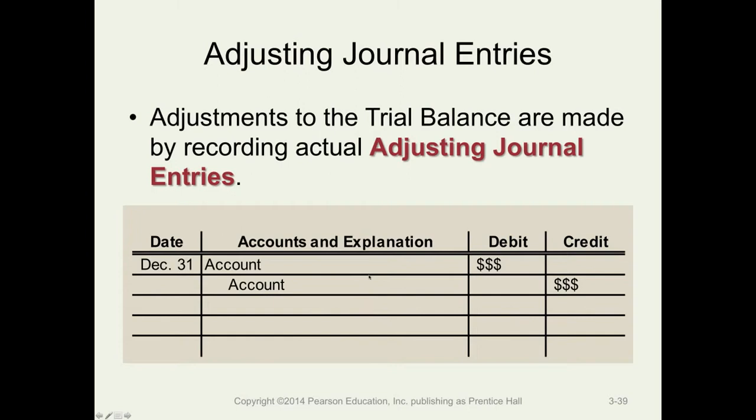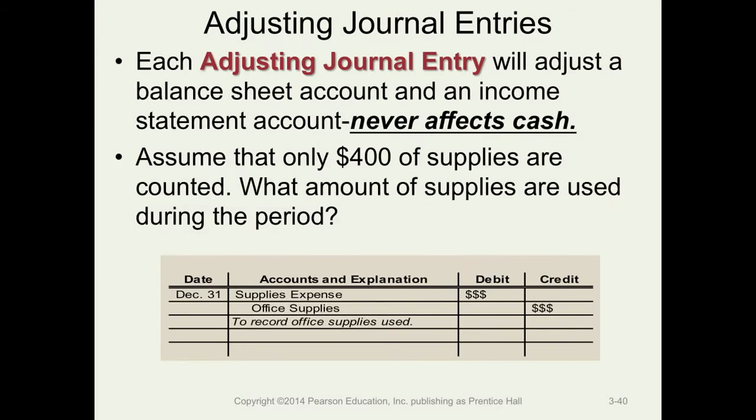Now, when we make our adjusting journal entries, we're going to find out that typically they'll never affect cash, as I'll tell you again in a second, but they'll generally affect one balance sheet and one income statement account. The balance sheet account, of course, cannot be cash. So the journal entry that you'll make for adjustments will affect a balance sheet account and an income statement account. But again, it never affects cash. So let's say we go to the stock room and we find out that only $400 of supplies remain.